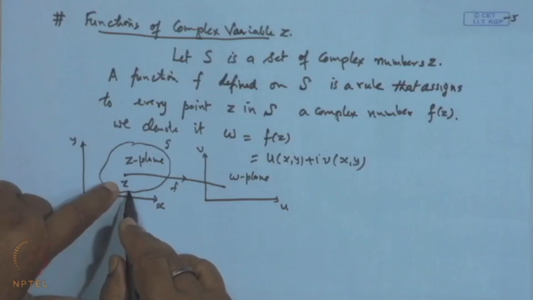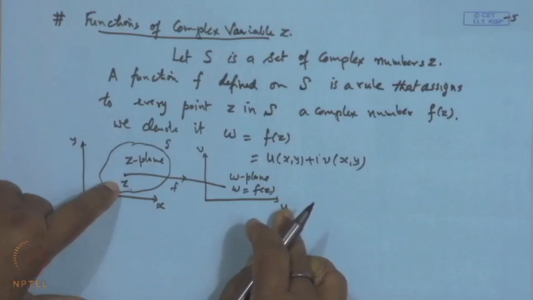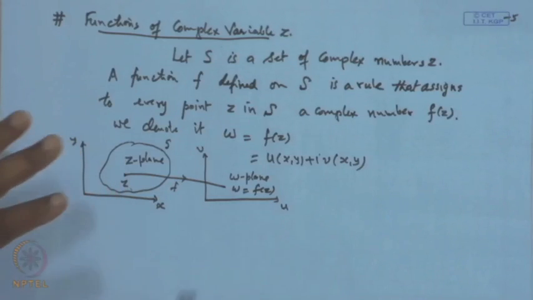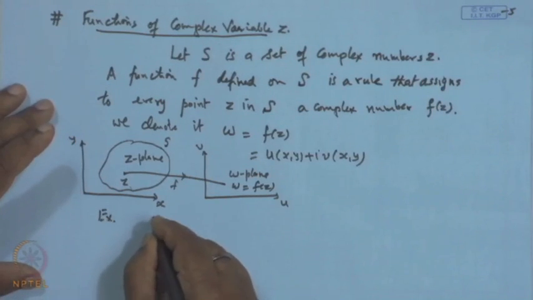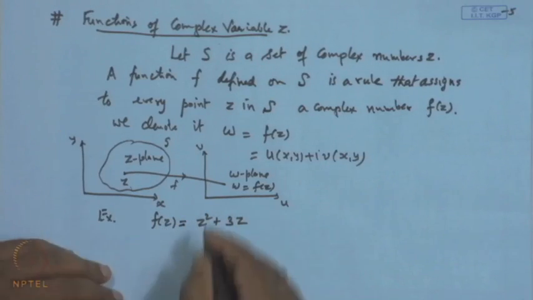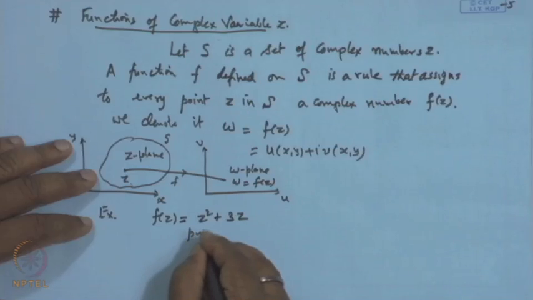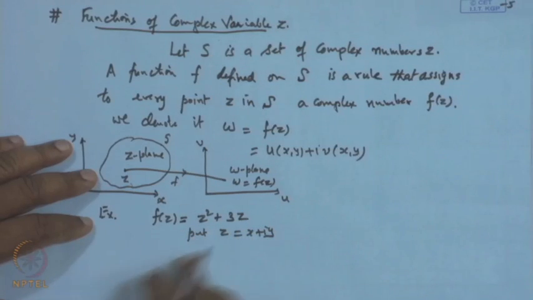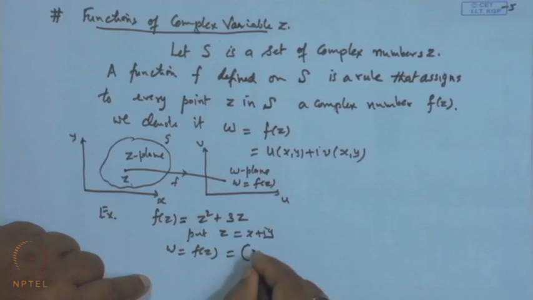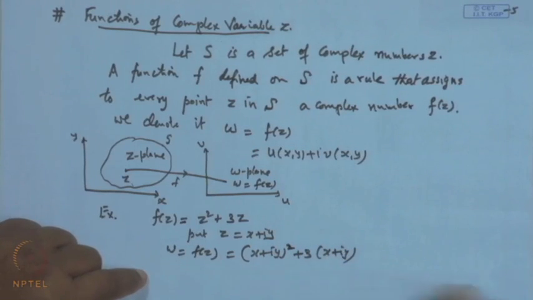Then find the value of z under f, then this f will give a point f of z in the w plane, okay, and this will be a complex quantity. For example, suppose I take f(z) equal to z square plus 3z. This is our problem. Then z is x plus iy. So, if I substitute z equal to x plus iy and just open it, then what happens? W, which is f(z), is equal to (x plus iy) whole square plus 3(x plus iy). So, separate out the real and imaginary parts.